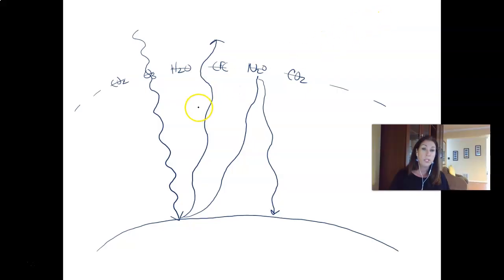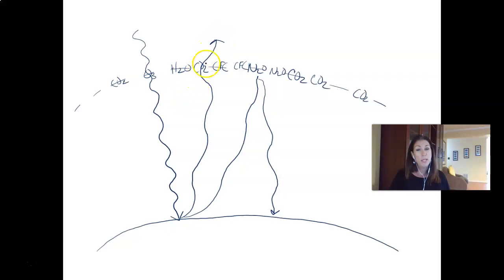But the problem that we're seeing is we're amplifying the natural greenhouse effect. We are adding CO2 and CFCs and N2O. We are adding a lot of these gases to our atmosphere, and we're blocking up what's known as these atmospheric windows, or this place that heat is allowed to escape.